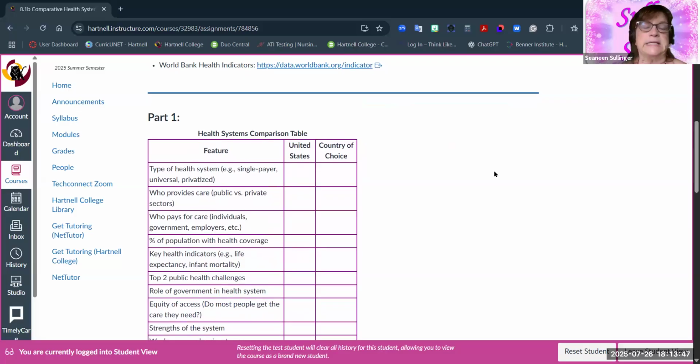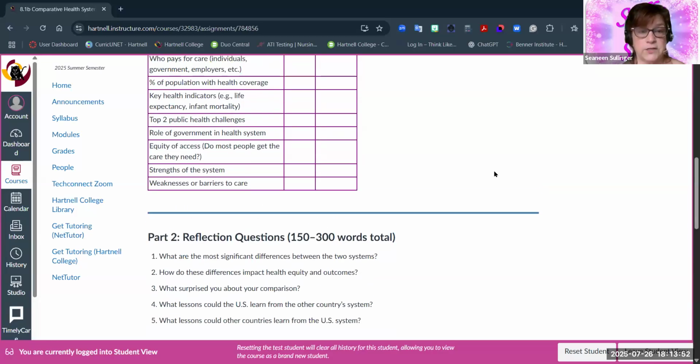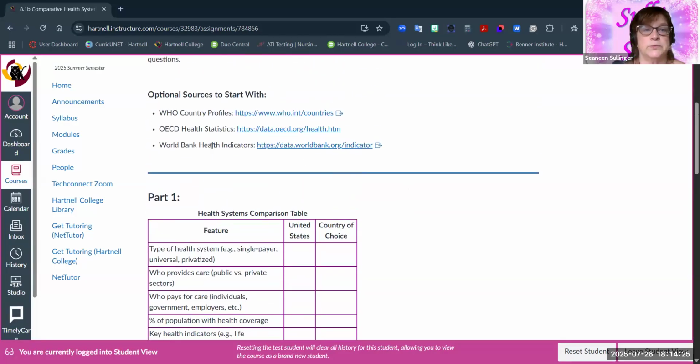You're going to complete a health systems comparison table and then do a reflection. For the table: United States, country of choice, what type of health system do they have? You can literally cut and paste or make your own table like this and put that into the assignment. Who provides the care? Public, private, government? Who pays for care? Individuals, government, employers? Percent of the population with health coverage. You're going to have to look at some of the statistics. There are a lot of different resources in the lessons that you can use, as well as these resources here.